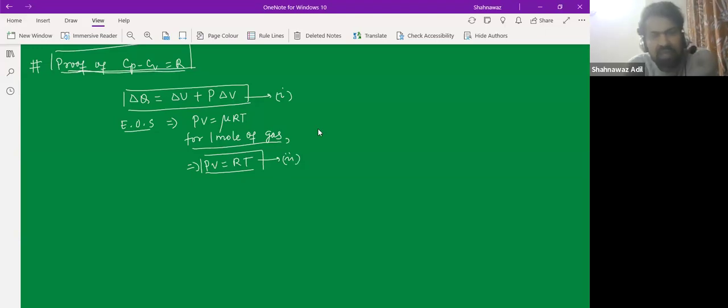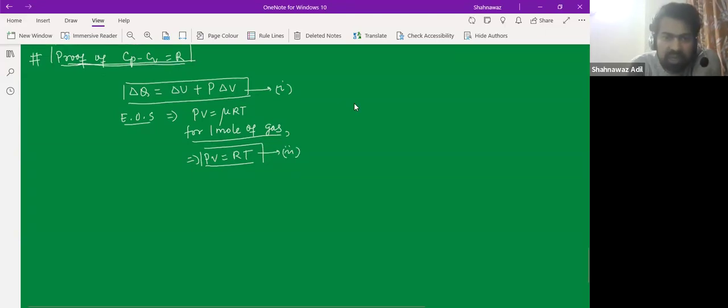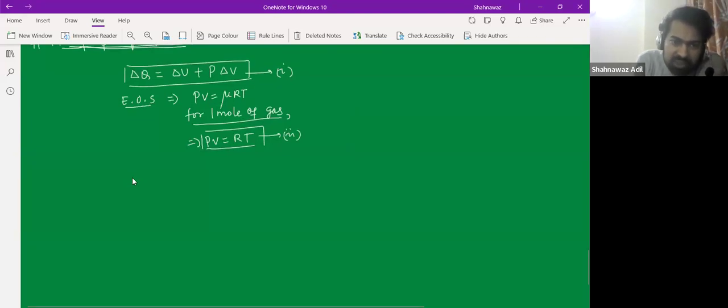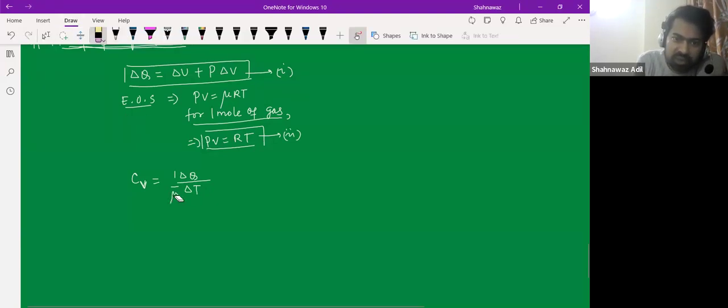Right. Now let us calculate the specific heat at constant volume. So the molar specific heat at constant volume would be delta Q by delta T, and we are taking 1 mole, so mu is 1. So this is C at constant volume.